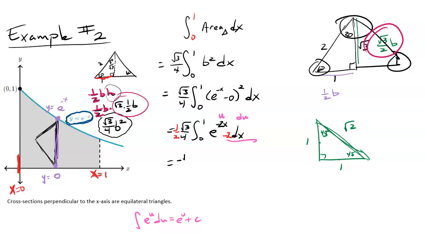So then I get negative square root of 3/8, and now I can integrate e to the u du, and it turns into e to the u. Instead of plus c, I'm going 0 to 1. So I'm going to plug 1 in. Then I'm going to plug 0 in.